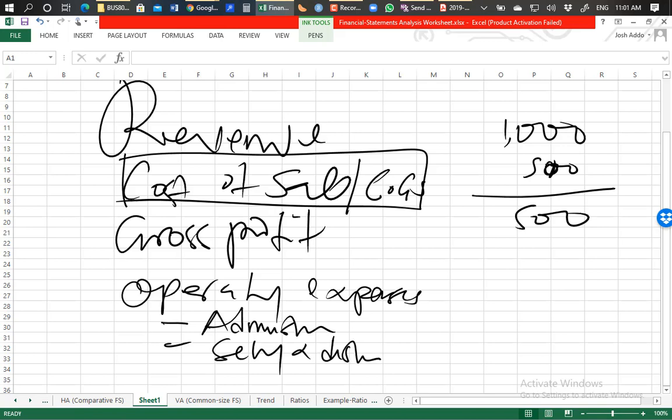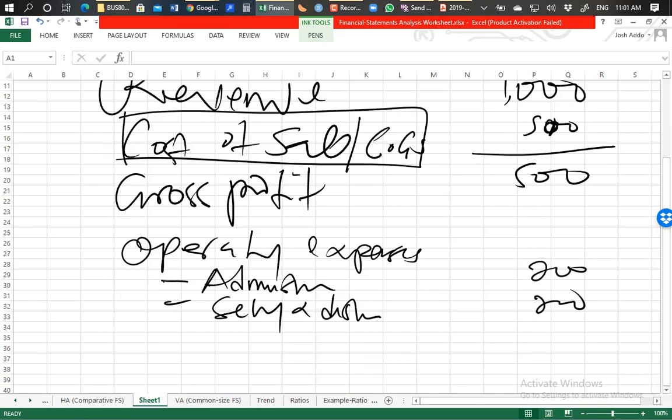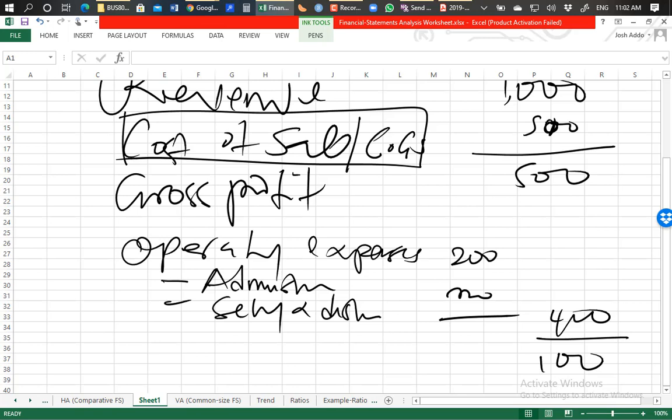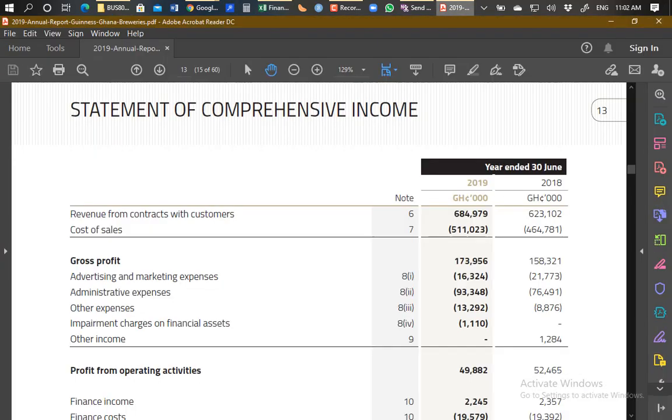When they are deducted, so let's say this is 200, this is also 200, and let's assume these are all the operating expenses. Then normally the presentation will be like 200 here, 200 here. Then we have a total for these two items to be 400. This is subtracted from this, and we have 100. So this becomes our net profit, or profit for the period. So this is basically how the income statement, to be precise the statement of comprehensive income, is prepared, and it is on the same basis that Guinness Ghana's financial statement is prepared.